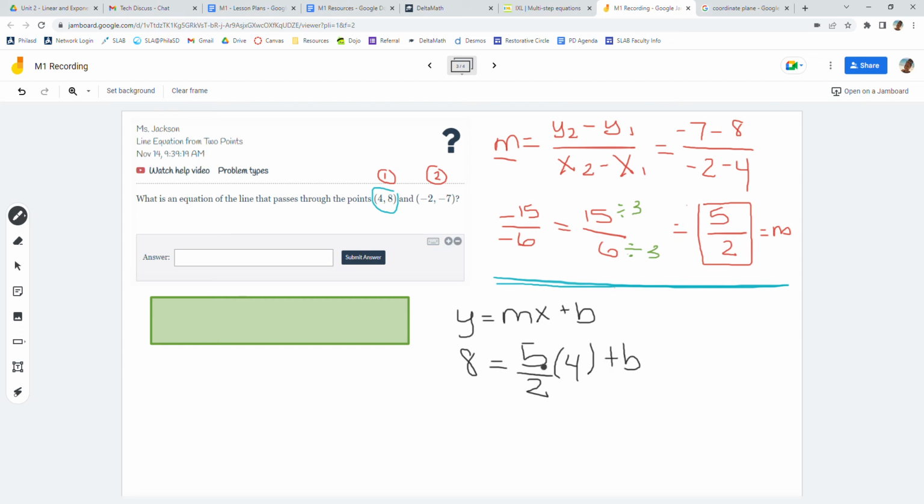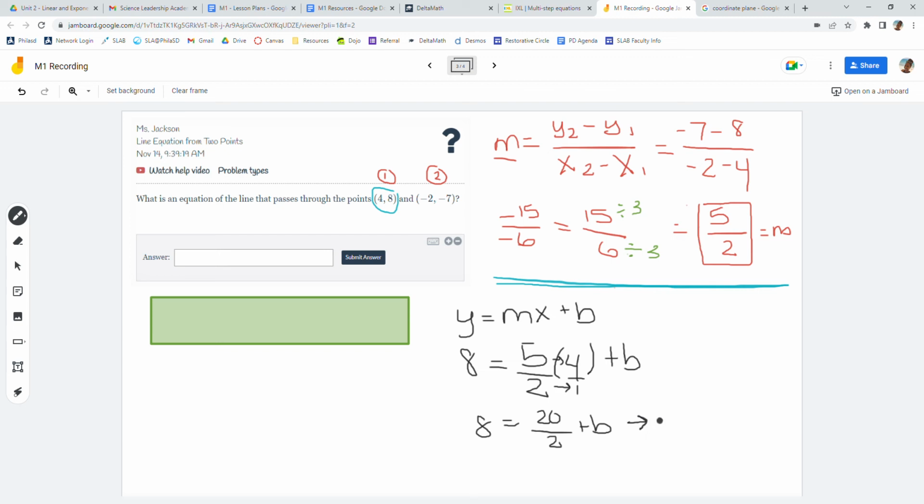So 5/2 times 4, we can rewrite 4 as 4 over 1. So if we're doing 5 over 2 times 4 over 1, remember that when you multiply fractions, you multiply your numerators and denominators straight across. So this will give us 8 is equal to 20. 5 times 4 is 20, over 2, 2 times 1 is 2, plus b. Well, 20 over 2 is the same thing as 20 divided by 2.